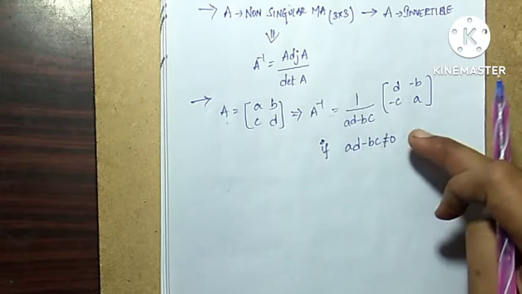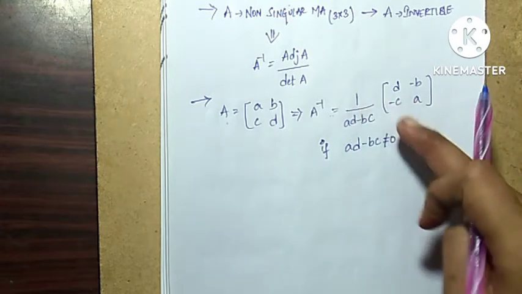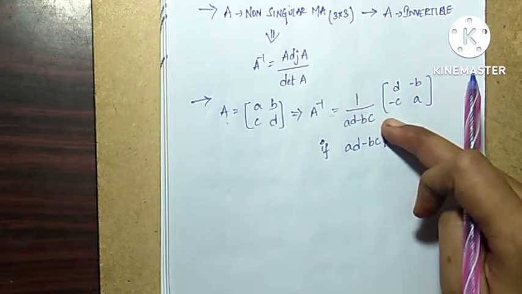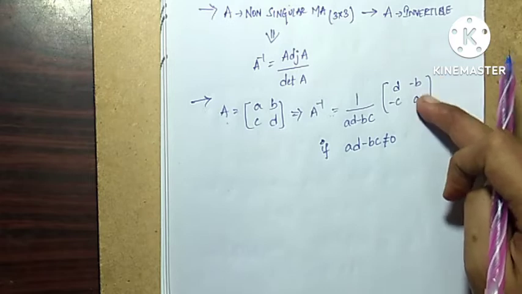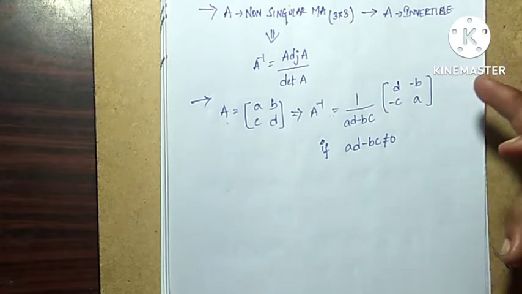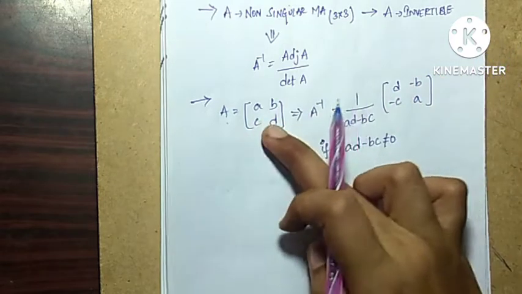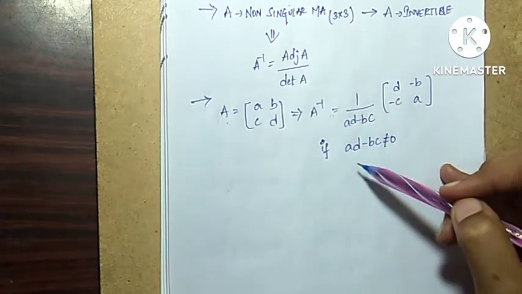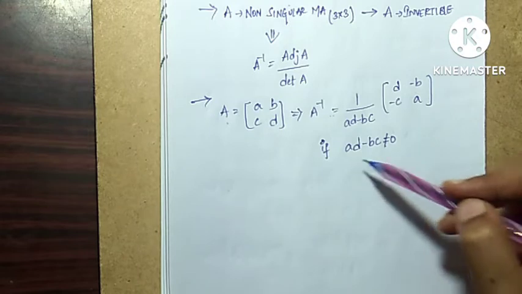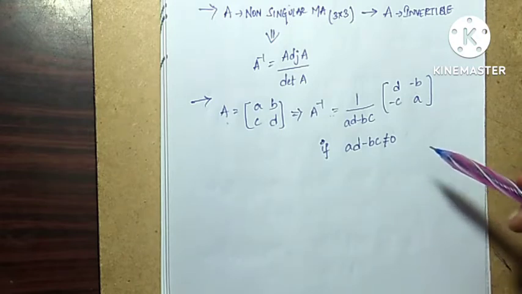If AD minus BC is not equal to 0, then you can do this: AD minus BC, and D, minus B, minus C. These are just the cofactors of this, okay? Here are the minus signs, that's it. This is the A inverse, if AD minus BC is not equal to 0.